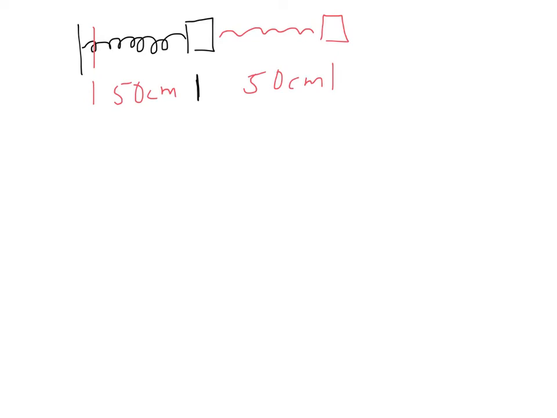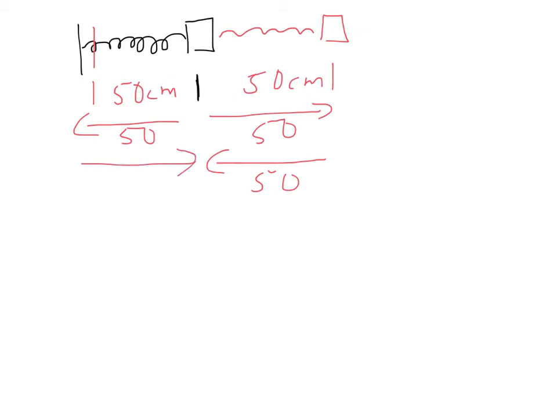So to figure out the total distance it travels in one cycle, it's going to go 50 that way, 50 back, it's got to go 50 that way, and 50 back to get back where it started. So if we add all those up, it's going to be 200 centimeters to complete one cycle. I believe the answer on this one is wrong. It says 100, which is wrong.